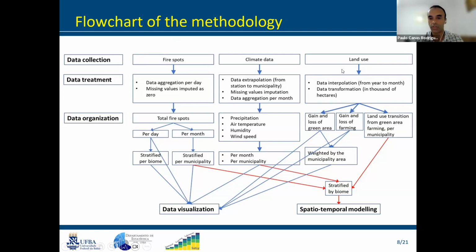And then the last one is land use. Land use had a different problem because it was measured per year. So we did some kind of interpolation and some transformation to consider it in thousands of hectares. And then we had three main variables: the gain and loss of green area, gain and loss of farming, and land use transition from green area to farming per municipality. The one that we considered was the land use transition from green areas to farming for each municipality. Okay, so those are the variables. This is the data. And then we did some data visualization and some spatial temporal modeling.